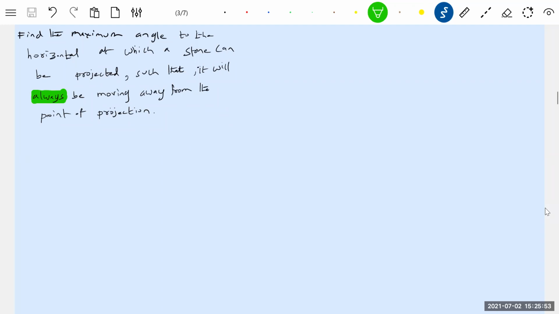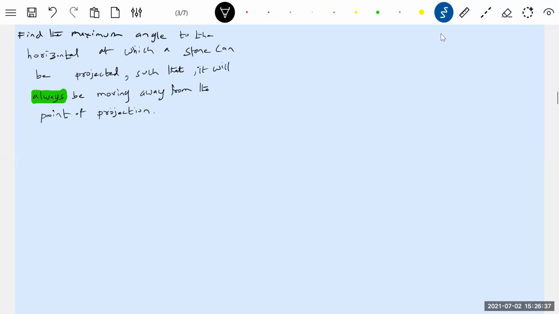What do you mean by that always? Why, sir, why you are bringing this condition specifically? We didn't understand. 89 degrees, sir. What is it, 89 degrees? Oh, you got the final answer. I don't have calculator. Some other values, if you can tell, it'll be better. Angle of projection, sine or cos or tan theta. I think you can express in terms of tan theta.